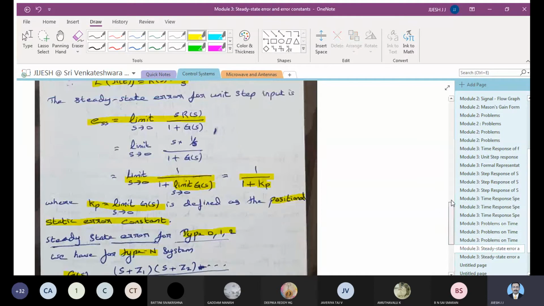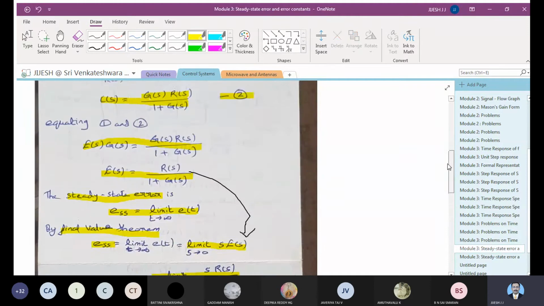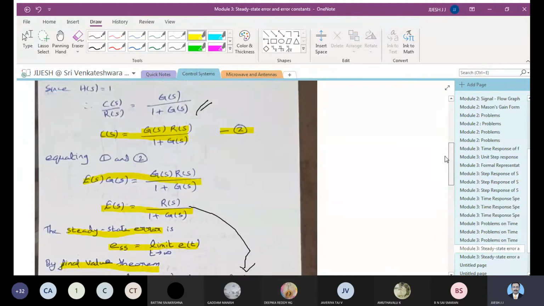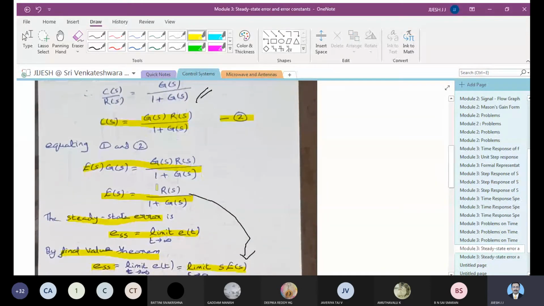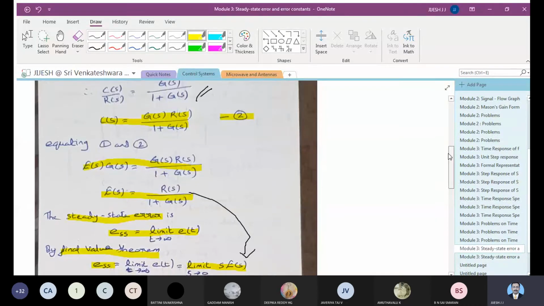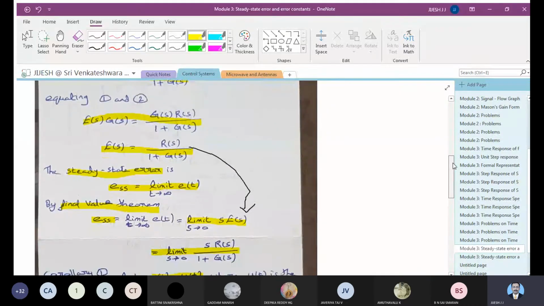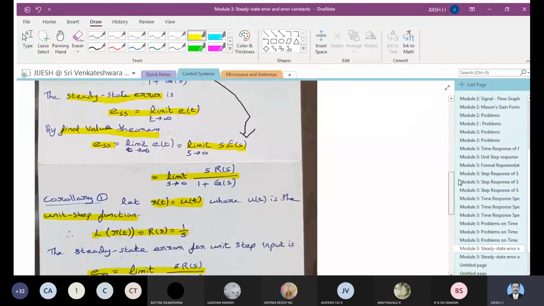All these major equations we have done, and we got E(s) = R(s) / (1 + G(s)), and using the final value theorem we got ess = limit as s tends to 0 of s R(s) / (1 + G(s)). The first step we have done is to go with the unit step function. So this is the first case.